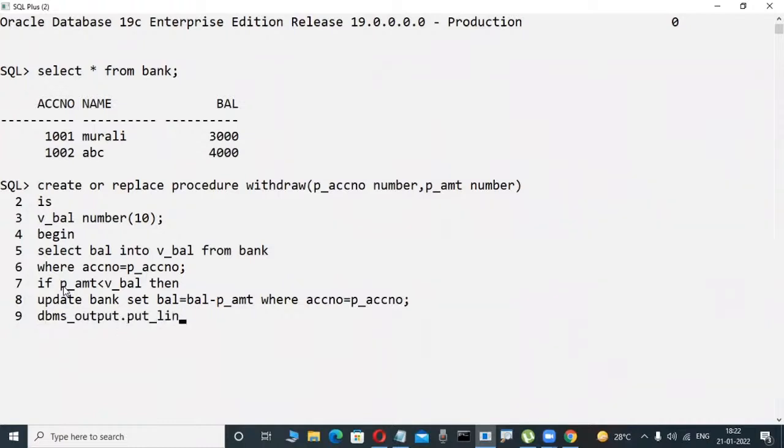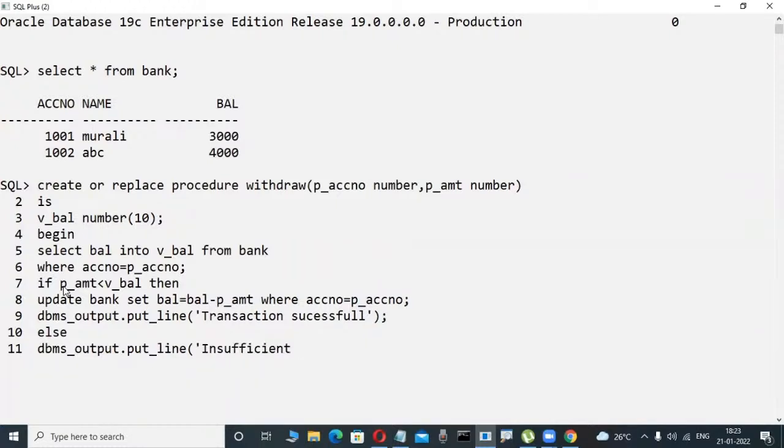Your transaction is successful. Don't worry about this one, just observe it. Else, simple coding, there is some coding. Now check it out. Else, insufficient funds. Okay, there are some codings. This is not a difficult coding, take it easy.